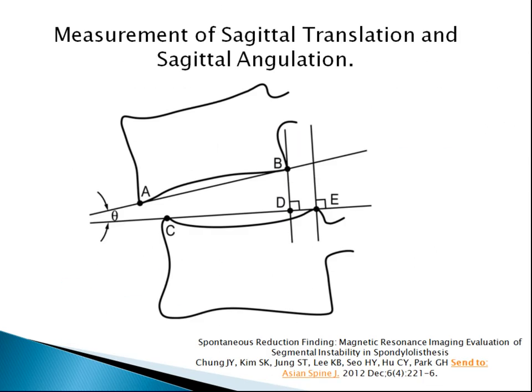First described in 1944 by Knudsen, measurement on flexion extension radiographs assessed two indicators, sagittal translation and sagittal angulation. In this drawing, sagittal translation is the distance between D and E in millimeters. The sagittal translation percentage is the length between D and E divided by the length between C and E times 100. Sagittal angulation is the angle between the AB line and the CE line.